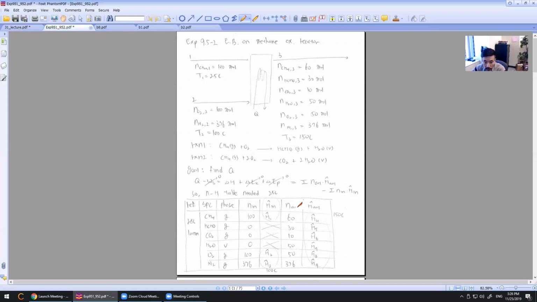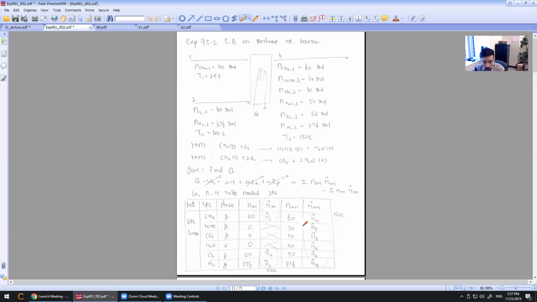For the N in and out, the information is already known, right? So we just plug in the numbers we know. For the methane, we have 100 mole coming in, as you see here. And coming in, there is no formaldehyde, no carbon dioxide, no water, right? As you see here. But we do have oxygen coming in, 100 mole, and nitrogen coming in as 376 mole.